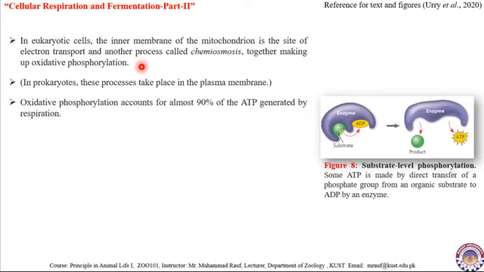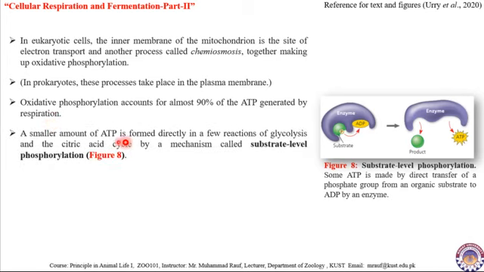Oxidative phosphorylation accounts for 90% of the ATP generated by respiration. 2 ATPs are produced during glycolysis, 2 ATPs are produced during Krebs cycle, and a major chunk of ATPs are produced in mitochondria through oxidative phosphorylation. So if you represent those percentages in figures, then it makes up to 26 to 28 ATPs produced during electron transport chain in mitochondria.